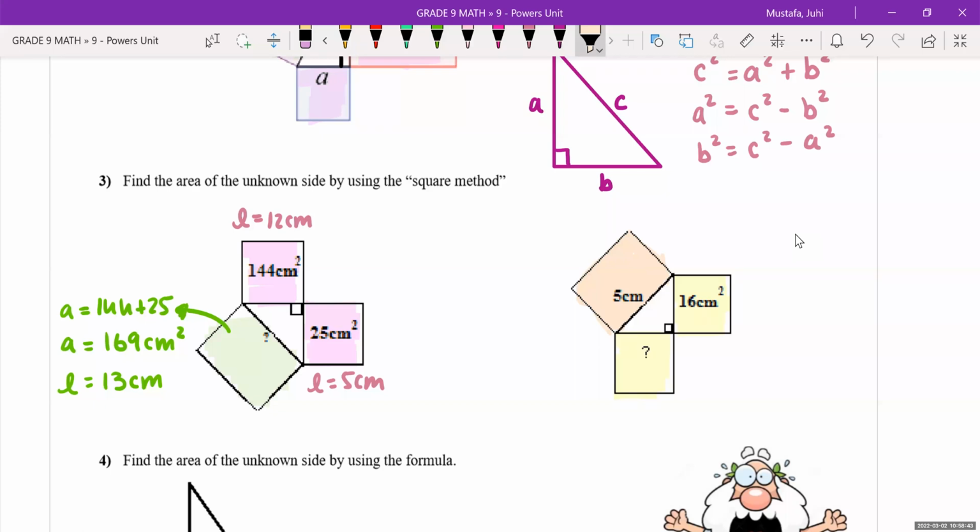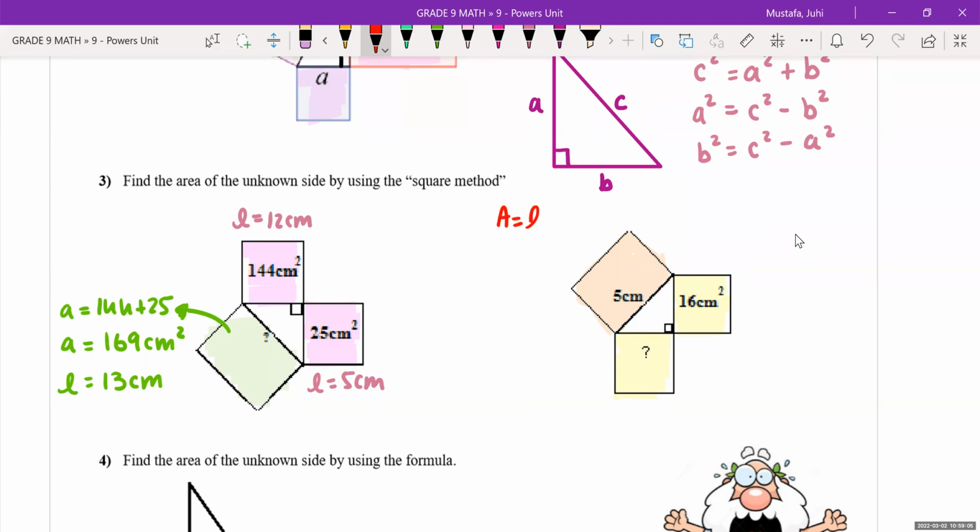Okay, so I know the areas of the two yellow squares have to add up to give me the area of the two larger squares, but we don't have enough information. We know that this is 16 centimeters squared, that's the area, and we know this side length is 5 centimeters. Can we figure out the area of the orange box? Yeah, what would it be?